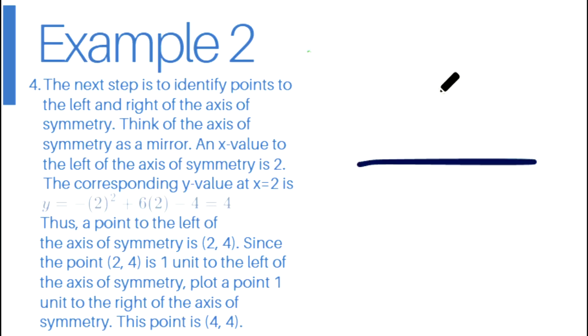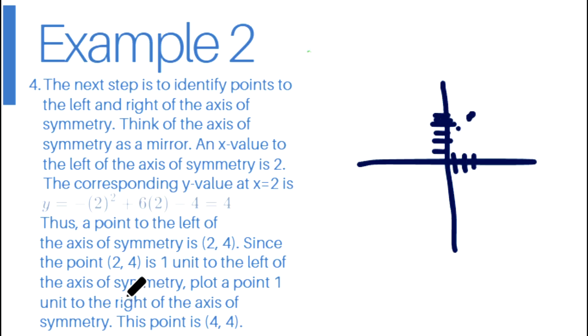Think of the axis of symmetry as a mirror. An x value to the left of the axis of symmetry is 2. The reason they picked 2 is because we're dealing with the x-axis, and we're already at 3, so they just went to number 2, which is this point right here. If they put 2 in for x into this original problem and solve it, they end up with 4 for the y value. So that's going to give us a point right there.